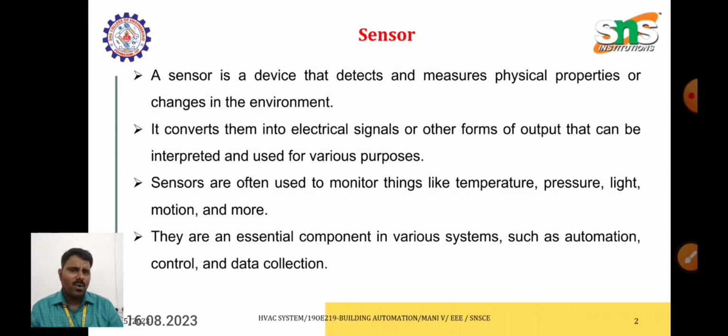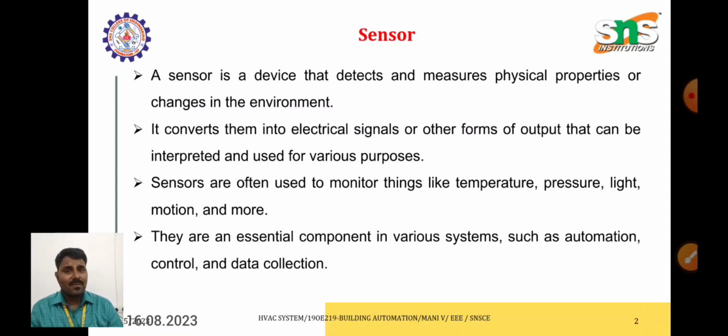So, may I know what is the difference between the sensor and transducer in HVAC application and how it can be used in the HVAC applications. So, first of all, we should know the difference between the sensor and transducer.